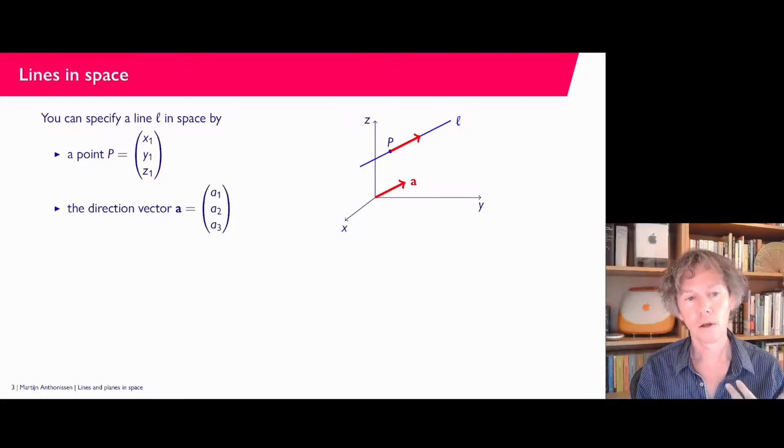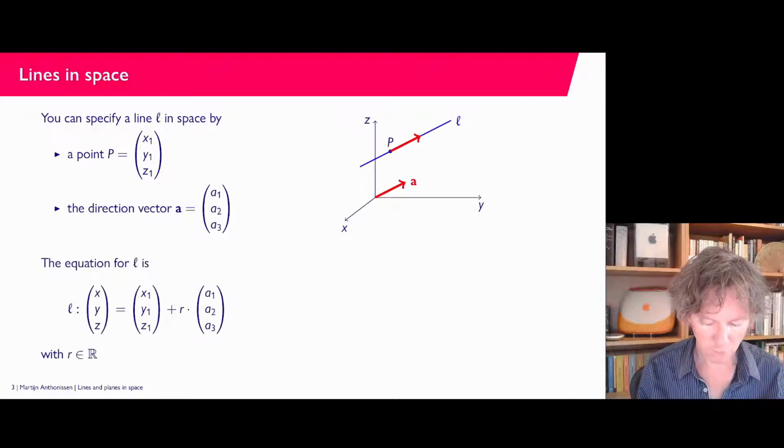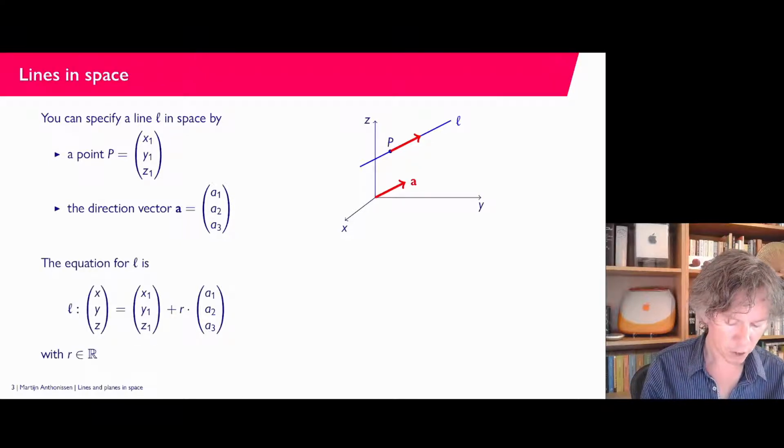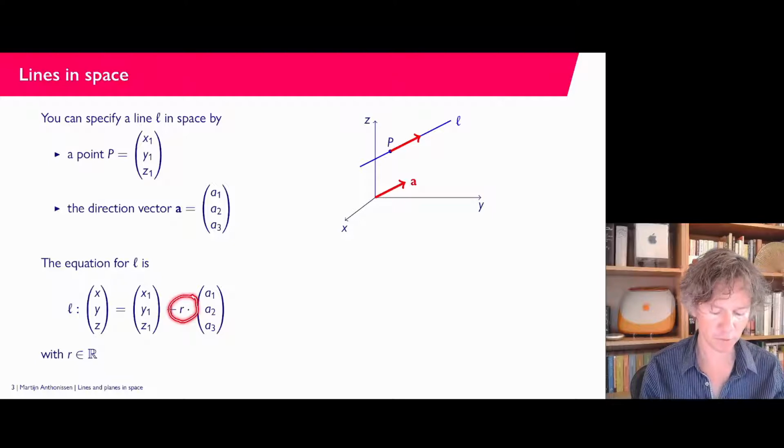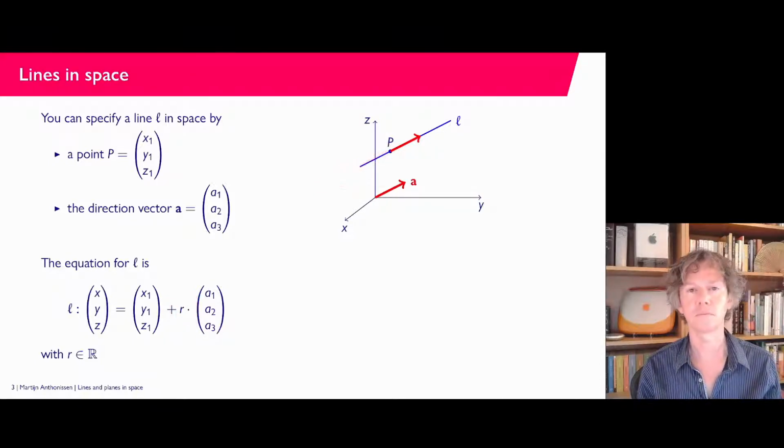So the line itself, if you have these two things, is given by the equation that we are going to consider all points x, y, z in space that have the form that they start at the point P. And then you have some multiple r of the direction vector. And again, if r is a positive number, you travel in that direction. If this number r equals 0, then you're precisely here at the point P. And if r is going to be negative, then you travel in that direction.